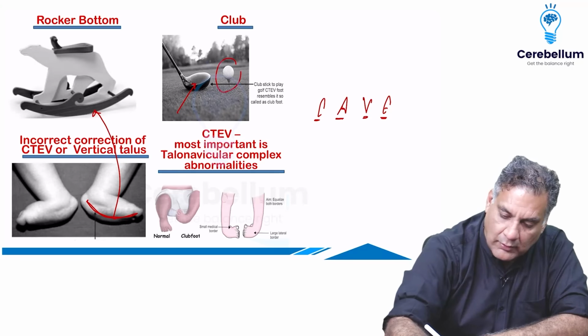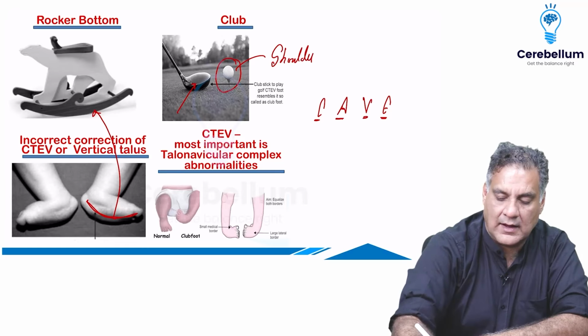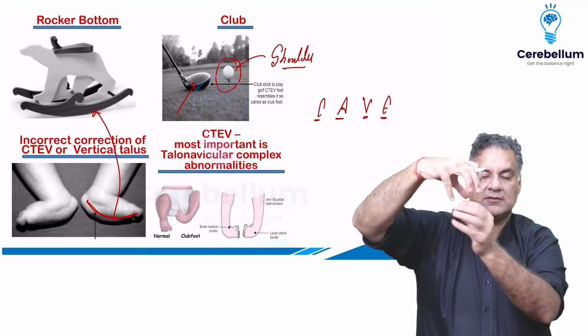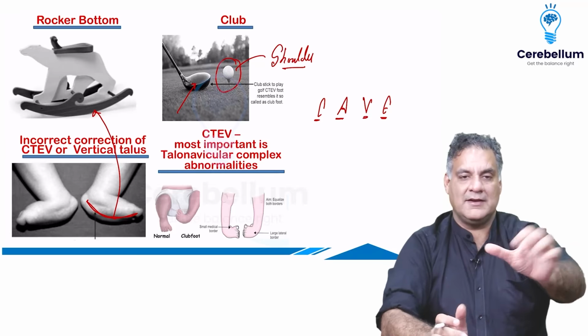This is a golf ball on a tee. That's how a shoulder relationship is. A large ball, this thing. So this photo describes two things, a club foot and a shoulder joint, just to explain that to you, right?